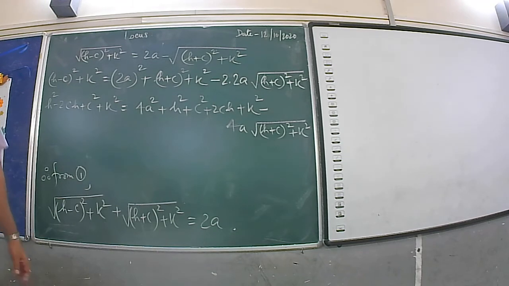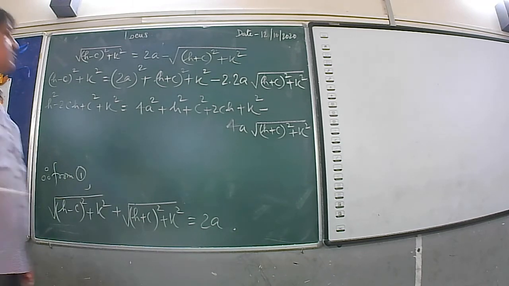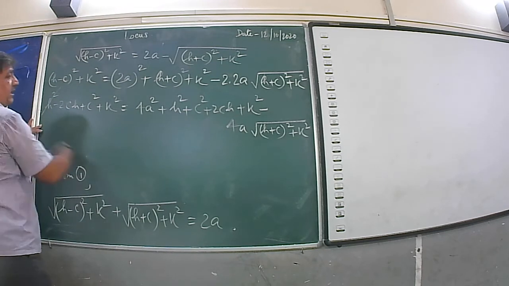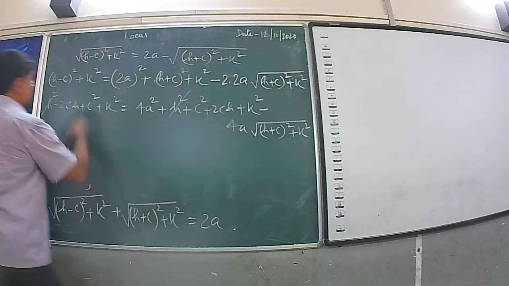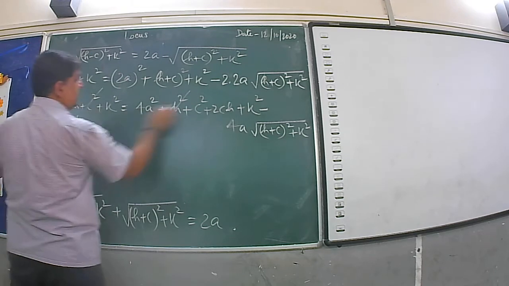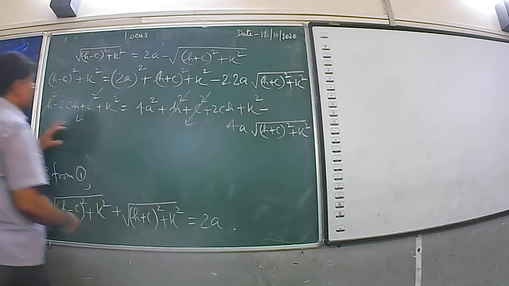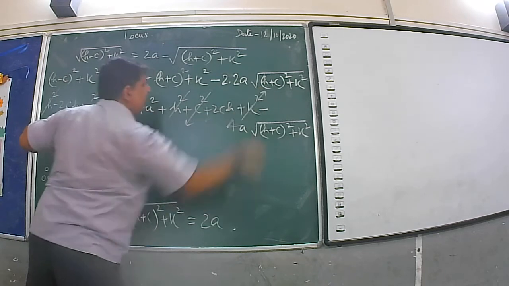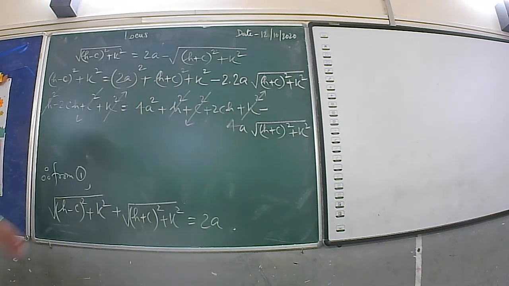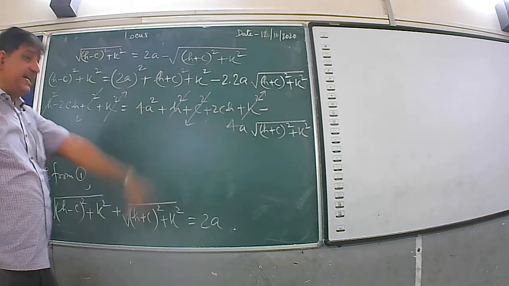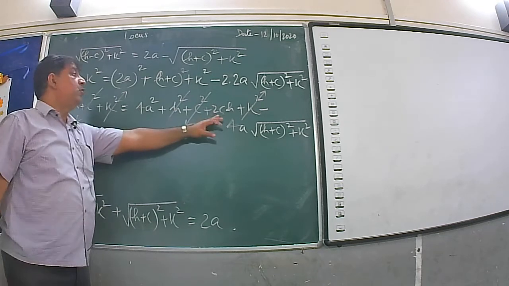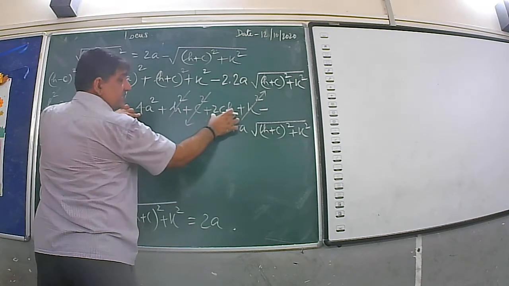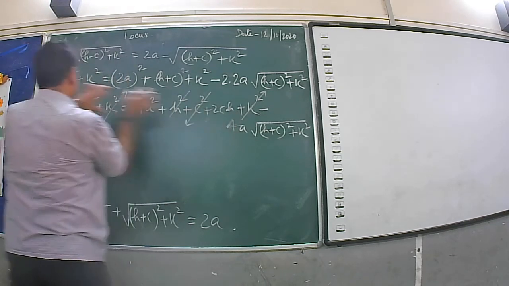Now try to cancel the similar terms on both sides. What are the similar terms you see here? h square. Here we have h square. c square. Here we have c square. Again k square. Yes, here we have k square. So the similar terms will cancel out. Now the terms without the radical sign should be kept on one side. Without the radical sign, this is the term, and this one is the term. The two terms are there, so you should keep them here.